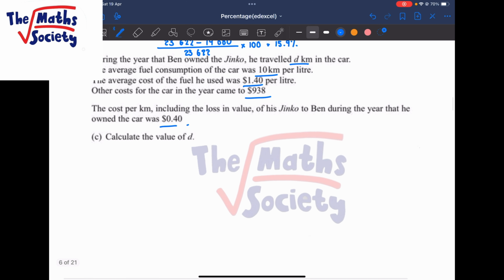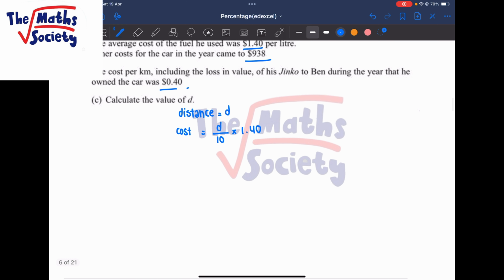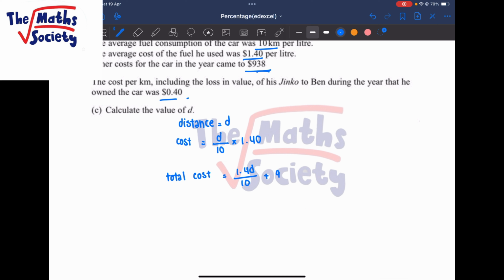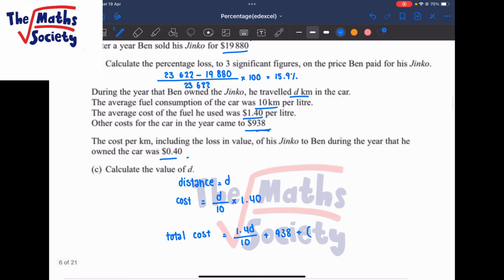So we know that the distance is equal to D. And the cost of the fuel would be D divided by 10 kilometers, right? Multiply 1.40. And we know that the total cost including the loss and everything, so we're going to equal it. So cost would be 1.4 D by 10 plus 938 plus also the loss that he made from the time that he sold.